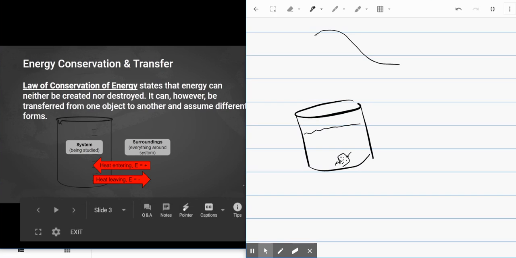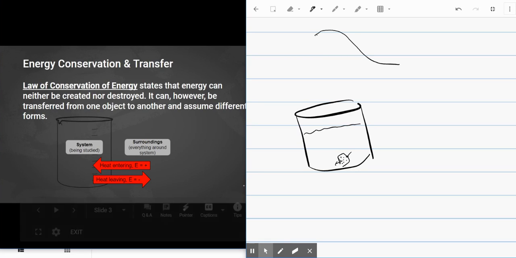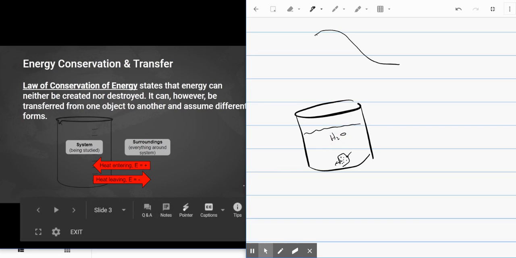And the surroundings is basically everything else. So in this example that I was just talking about, the surroundings would actually be the H2O, the little molecules that are around the salt. In the picture over here, these surroundings would be everything outside of my beaker. Okay, so I'm studying everything inside the beaker versus outside the beaker in this example in the slides.